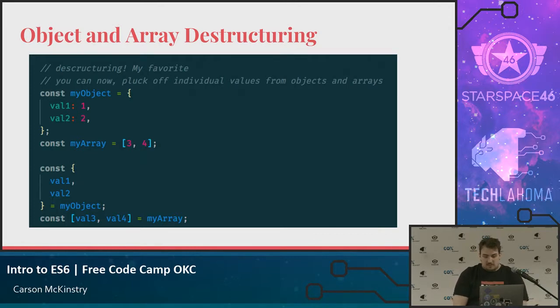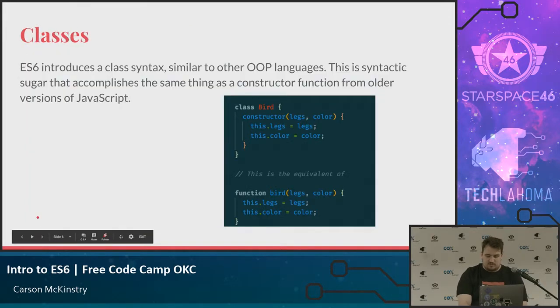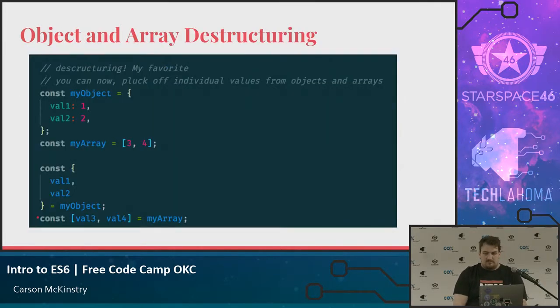The same thing can be done with arrays. So we've got this array that's just got 2 values, the number 3 and the number 4. Down at the bottom right here, we are pulling those off. So eventually we will have a val3 and a val4 with those values in them.